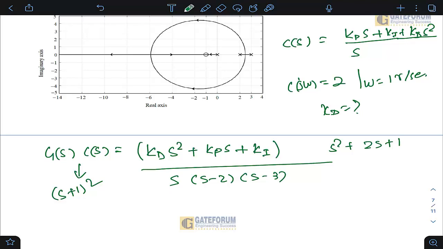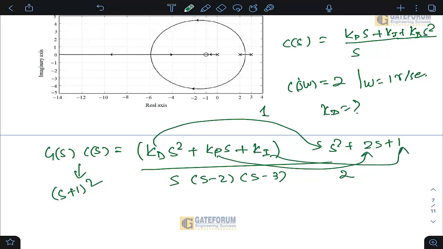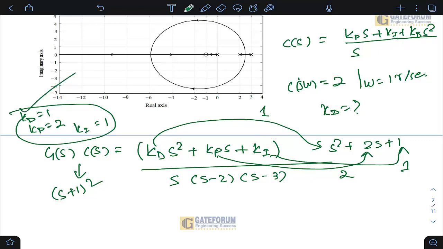Now by making the comparison, what I can tell is KD corresponds to 1, KD equals 1. KP, if I check, KP equals 2. KI, if I check, KI equals 1. So your KD is 1, your KP is 2 and your KI is basically 1, isn't it? So we are supposed to find the answer of KD. So KD is 1, very simple.